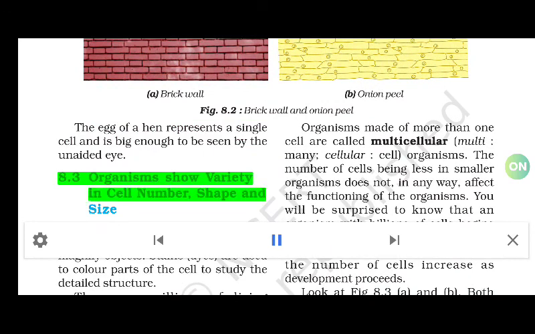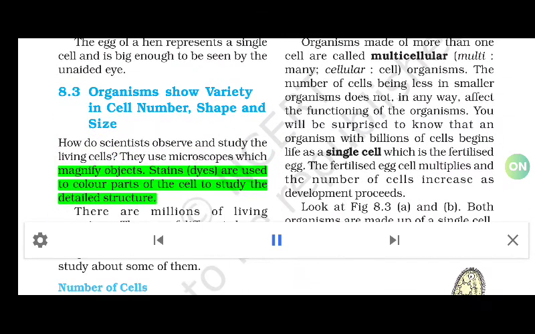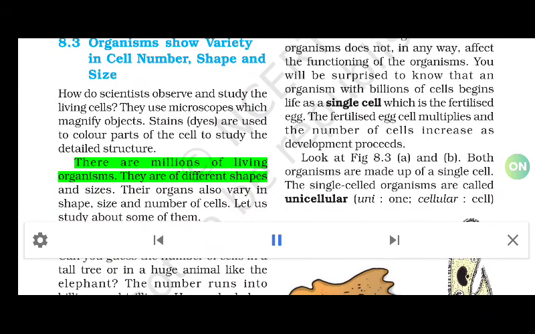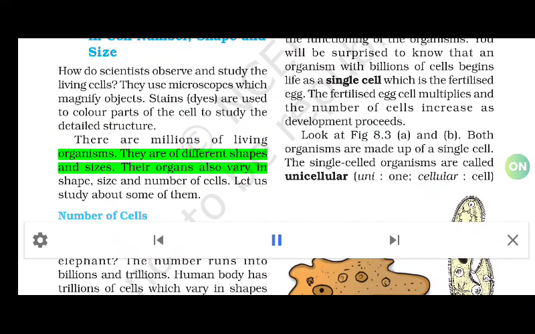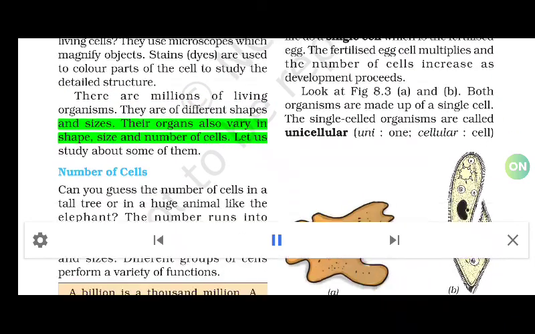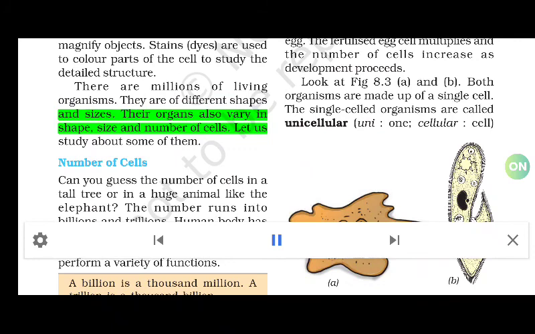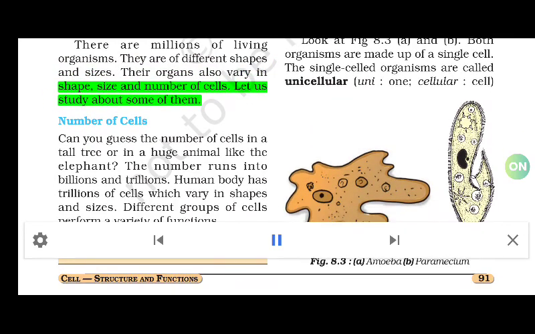8.3. Organisms show variety in cell number, shape and size. How do scientists observe and study the living cells? They use microscopes which magnify objects. Stains or dyes are used to color parts of the cell to study the detailed structure. There are millions of living organisms. They are of different shapes and sizes. Their organs also vary in shape, size and number of cells. Let us study about some of them.